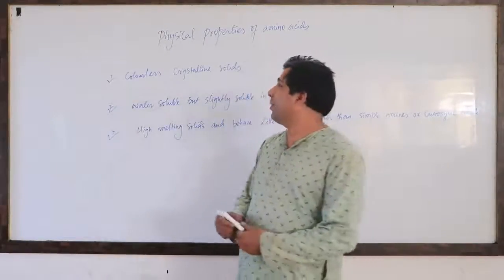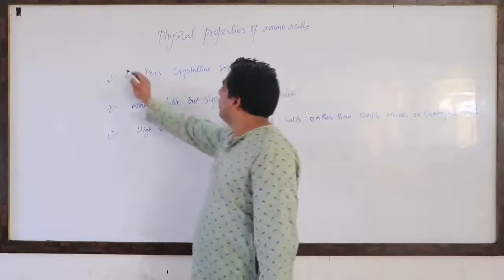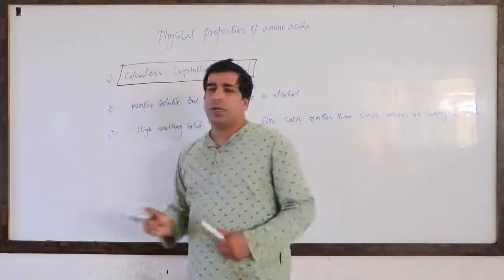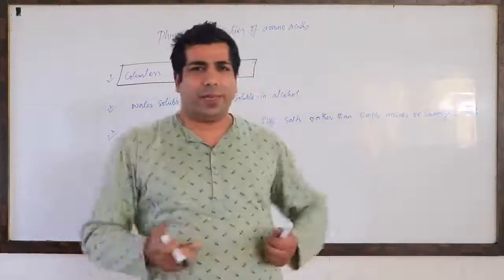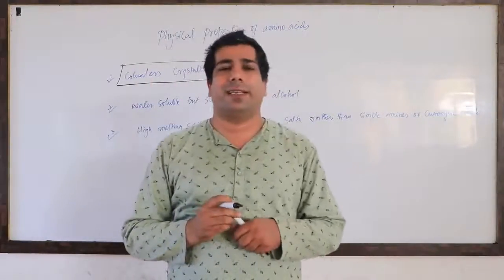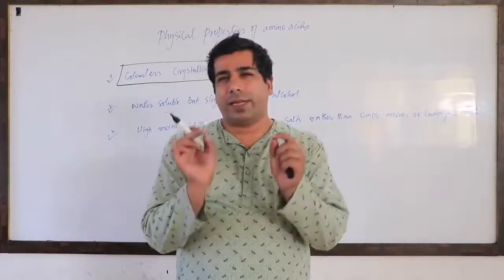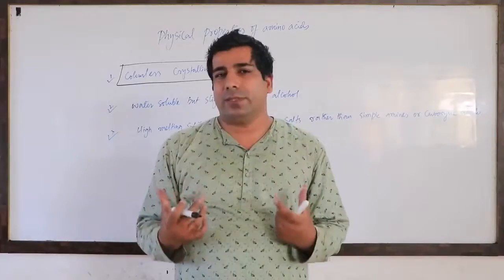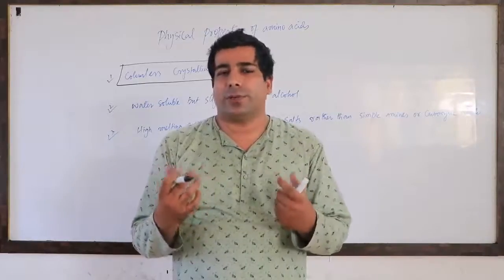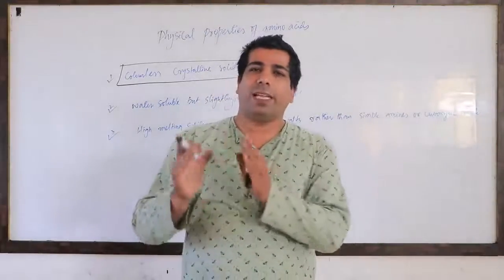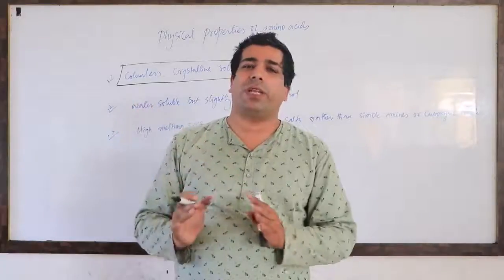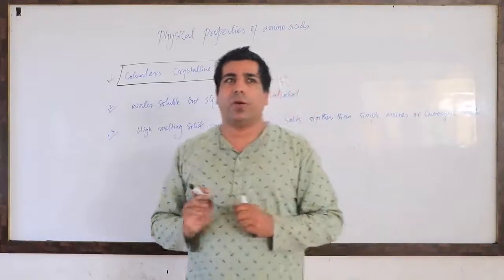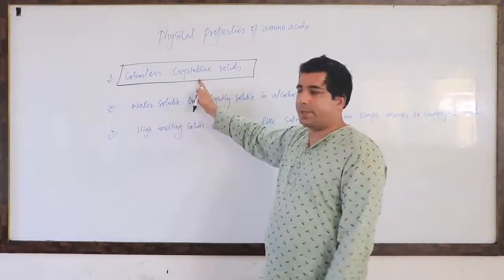First of all, amino acids are colorless crystalline solids. Colorless means they don't have any color. The second thing is that they are crystalline. Crystalline means they have a definite arrangement of atoms in their molecular structures, a well-defined arrangement of atoms, or we can say a well-defined arrangement of molecules. So we call them crystalline solids.